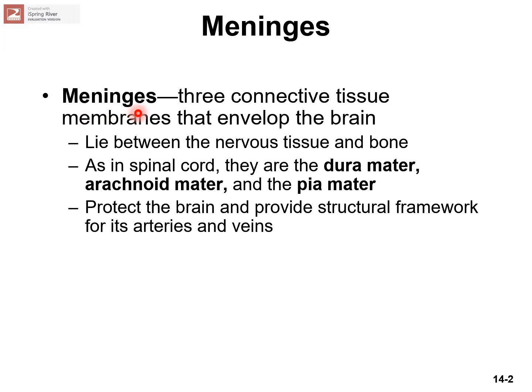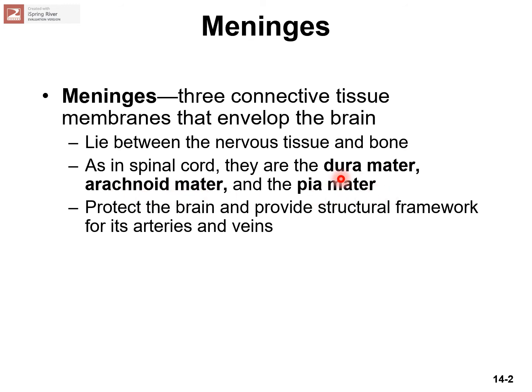Now we're going to look at the structures that protect the brain. First we have the skull, of course, which is a bony structure protecting the soft tissue that makes up the brain. And then we have the meninges. Just like the spinal cord, the brain has 3 layers of connective tissue which are collectively called meninges, and they lie between the bone and the nervous tissue. And just like in the spinal cord, the brain contains the dura mater, the arachnoid mater, and the pia mater.